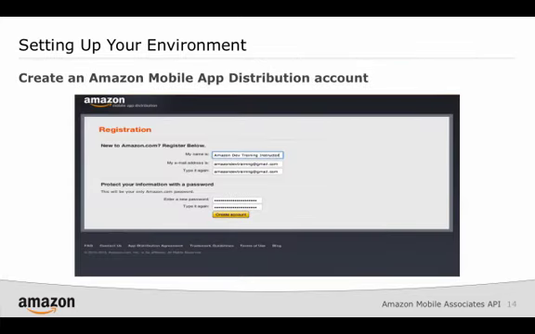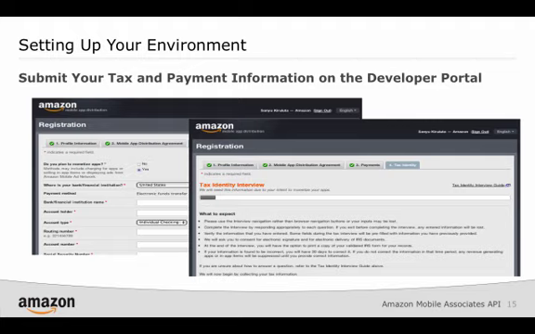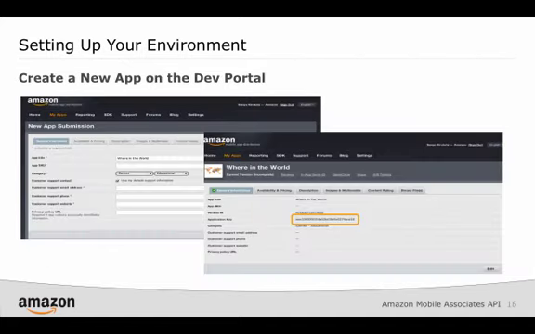If you do not already have an Amazon Mobile App Distribution account, you'll need to create one at developer.amazon.com. Log into your account and verify that you've submitted your tax and payment information to the portal. Affiliate fees cannot be distributed to you if this is not complete, and it can take a few days for this to be integrated into your account.